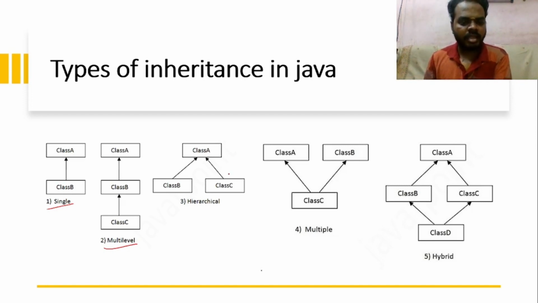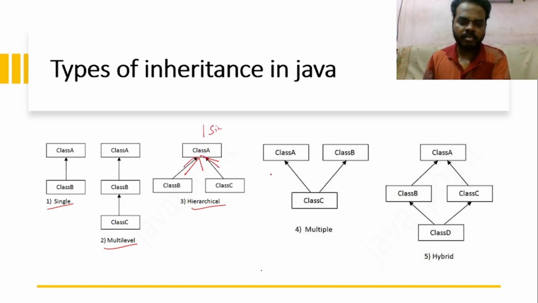The next thing is hierarchical inheritance. Here we can create derived classes from a single base class. For example, if you want to create 10 derived classes, you can do it with the help of one base class. This type of inheritance is hierarchical. So there is only a single base class, and using it we can create multiple derived classes. This is all about hierarchical inheritance.